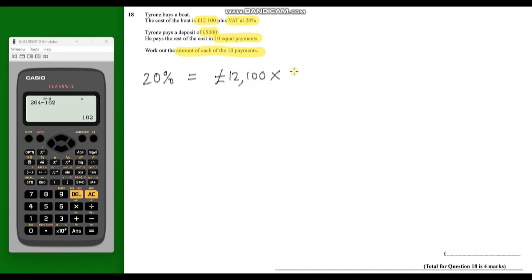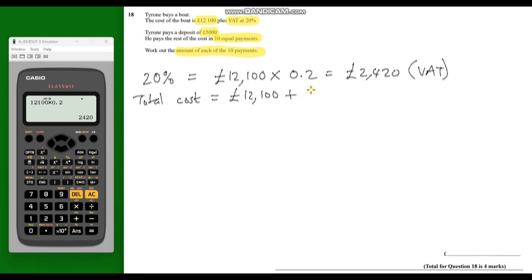20% is going to be 12,100 multiplied by 0.2. So 12,100 times 0.2 gives us £2,420. So that represents the VAT. So the total cost is going to be 12,100 plus 2,420. We need to add that on to 12,100, and that gives us £14,520. So that's how much he has to pay for the boat.